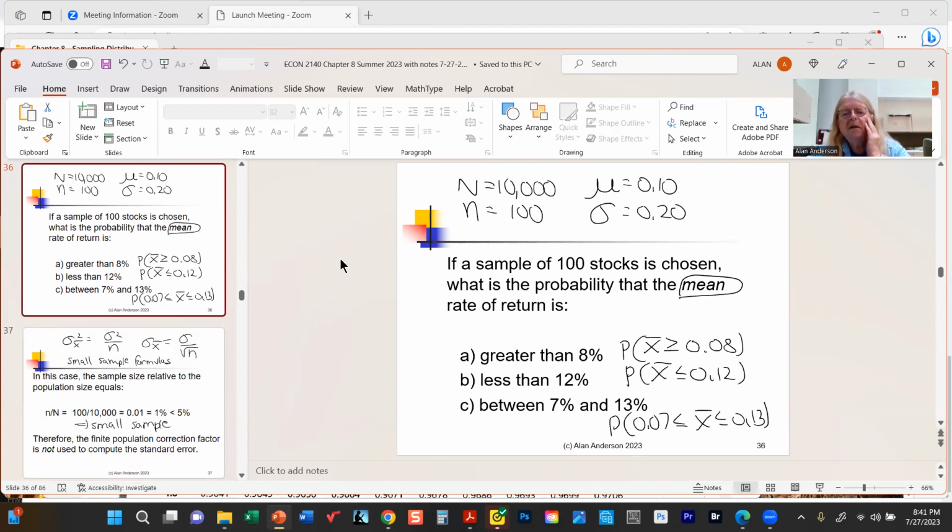So first things first, and you can see what we are being asked to calculate. First, the probability that X bar is greater than or equal to 8%. Secondly, that it's less than or equal to 12%. And finally, somewhere between 7 and 13%.